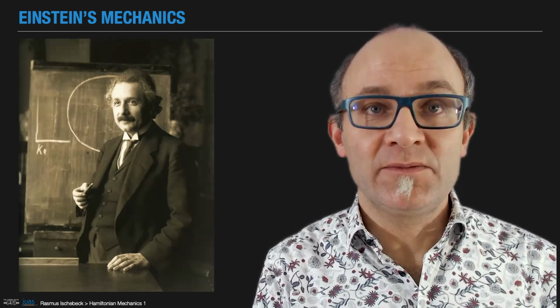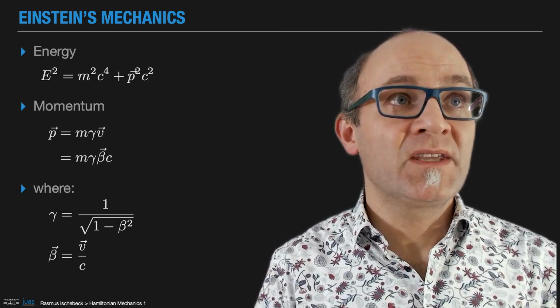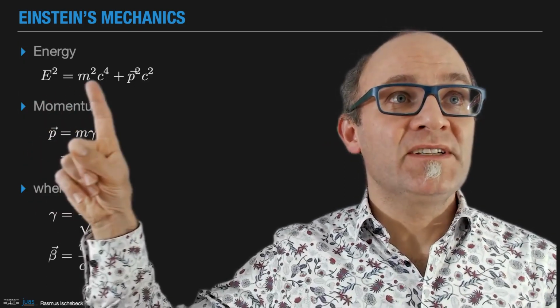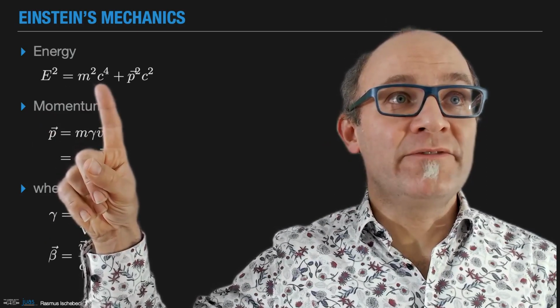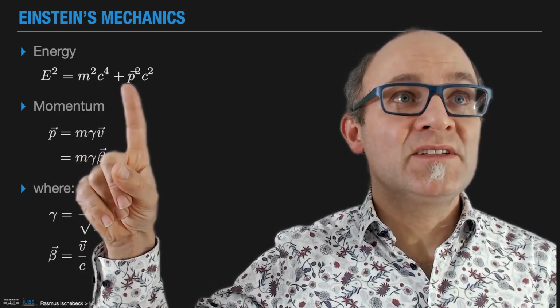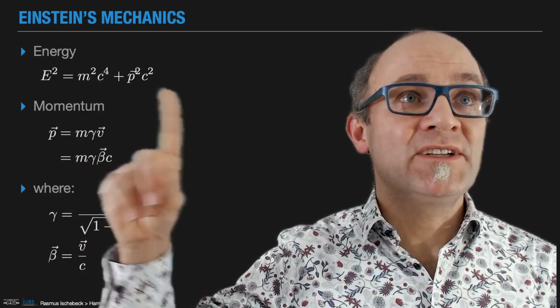Albert Einstein, in the 20th century, discovered that the relationship between velocity, momentum, and energy is different when the speed of the object approaches the speed of light. Indeed, we have the following relation. The energy squared is equal to the mass squared times the 4th power of c, plus p squared, the momentum squared, times c squared.